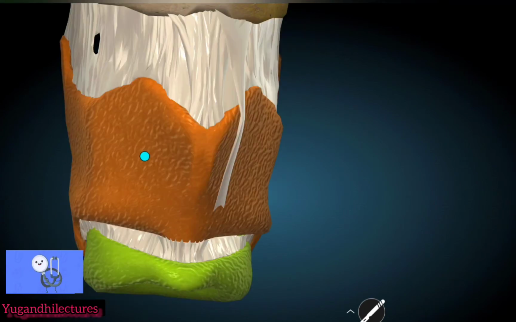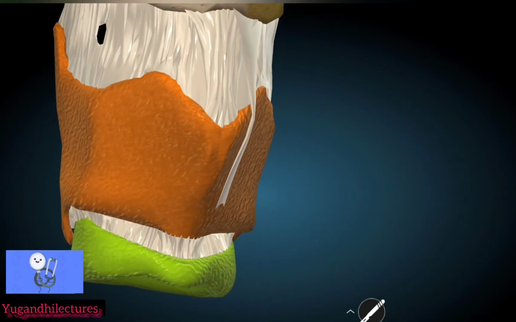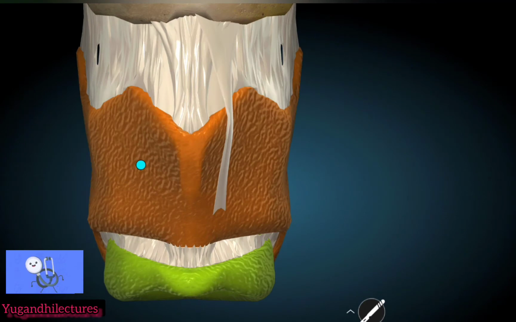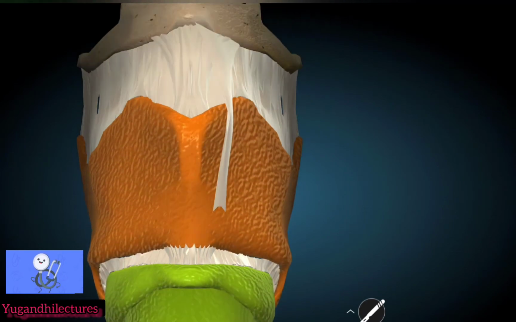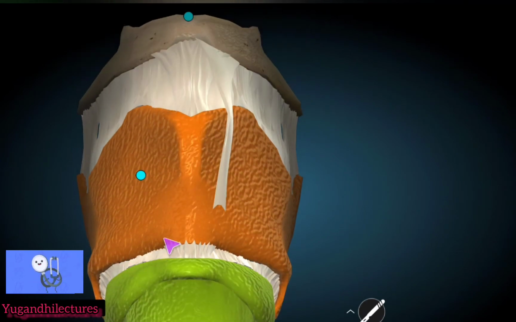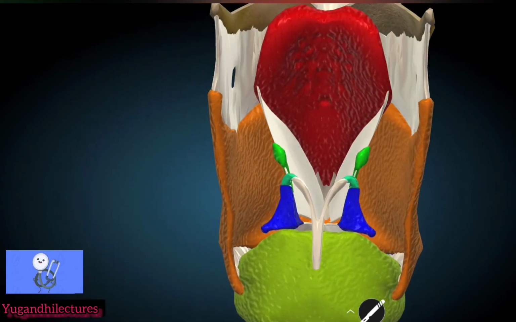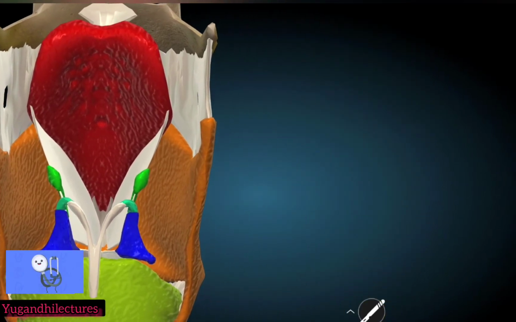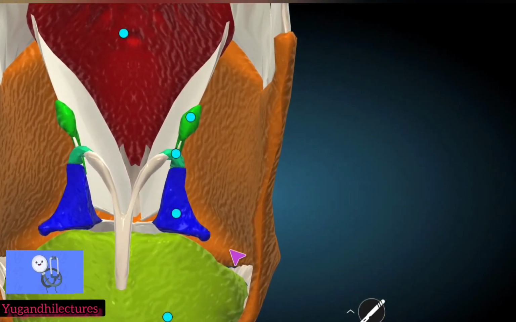Now coming to the inferior border of the thyroid cartilage. The inferior border is convex outwards. I mean that in the frontal view, it is convex. So you can appreciate the convexity of the inferior border here, the inferior border of the thyroid cartilage. But when looking from behind, it is concave. Hope you can appreciate the concavity of the inferior border.